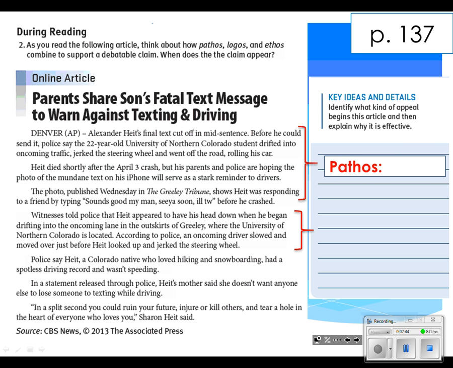This is hopefully a time period to have a down with the game for the on-criminal and the outskirts of the University of Northern Colorado. According to police, the non-criminal driver slowed and moved over just before a highly up and jerked.